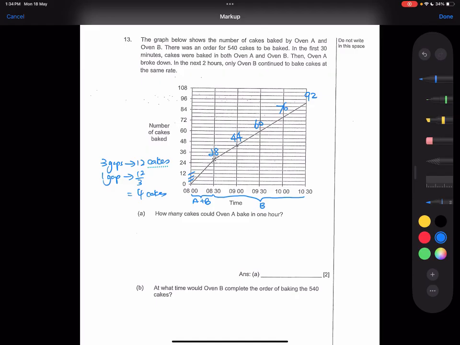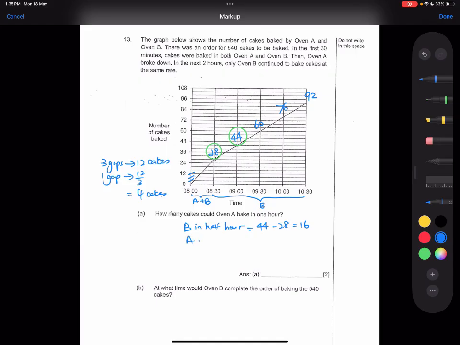Now let's calculate B in half an hour. B in half an hour, we can easily take 44 minus 28. Any other numbers on the chart is fine too. 44 minus 28 equals 16. So between 8 to 8:30, B bakes 16 cakes.